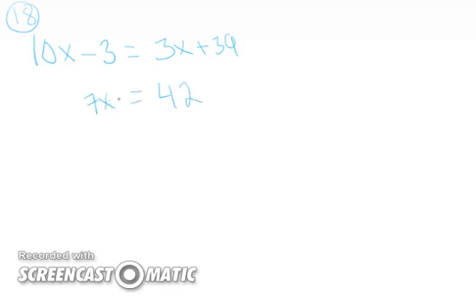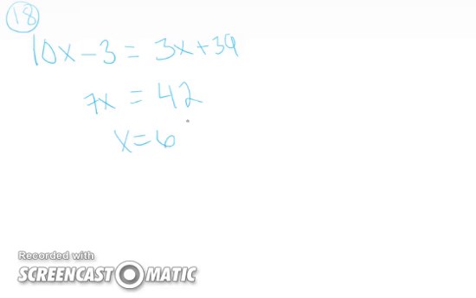18, we're going to set these two equal to each other because of the perpendicular bisector theorem. So this is question number 18. 10x minus 3 equals 3x plus 39. Go ahead and subtract 3x and add the 3 to this side. We get 42 equals 7x. And then we just have to divide by 7, and we end up with x equals 6.